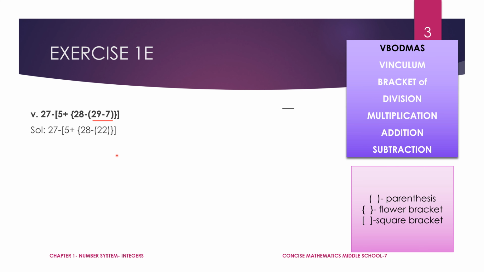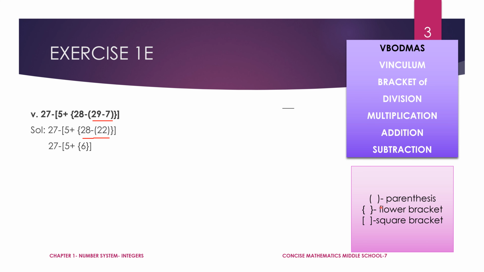Next, after these braces, you need to check for flower braces. Do you have any flower braces? Yes, here it is. 28 minus 22 is in flower braces. Right, children? So even in these braces, you need to check for division. Do you have any division in this? No. Multiplication? No. Addition? No. Then only subtraction you are having. 28 minus 22. So one is having a positive sign, the other is having a minus sign. Just put the bigger number's sign and subtract it. So you will get 6.